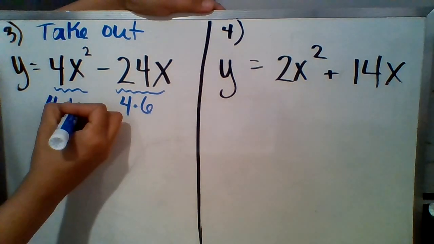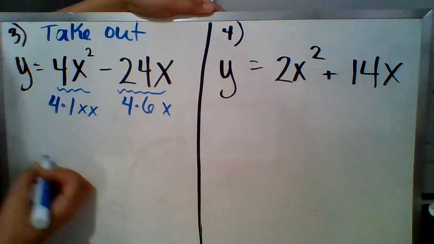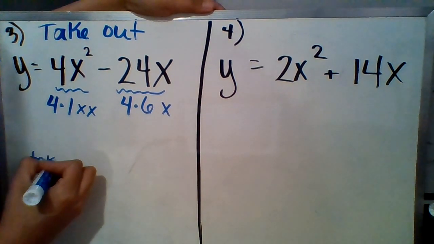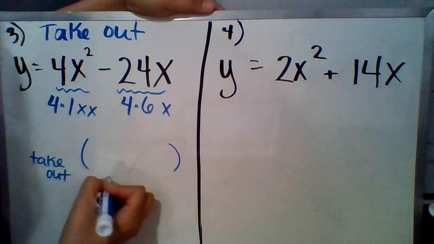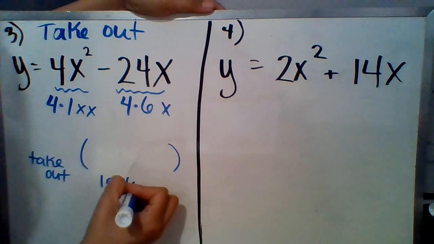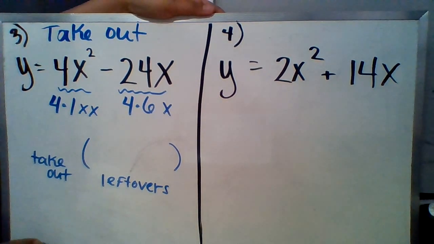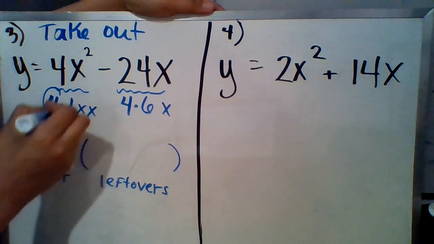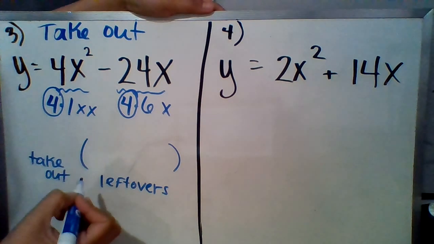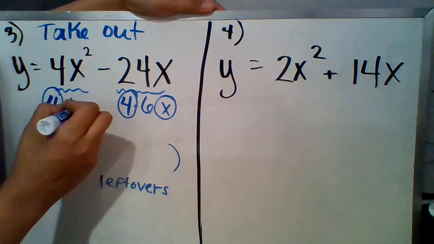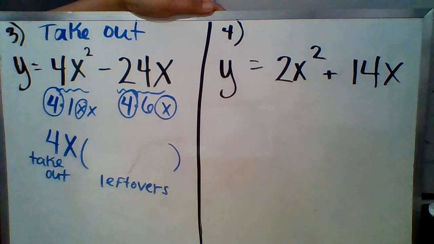This piece has 2 x's, and this piece only has 1 x. So right here, you're going to tell me what you're going to take out, and then in parentheses, you're going to tell me what your leftovers are. We've done this in a previous video, in a previous lesson. So hopefully you're remembering that you can take out whatever both pieces have. Both have a 4 and both have an x. So you're going to take out a 4 and an x from each piece.